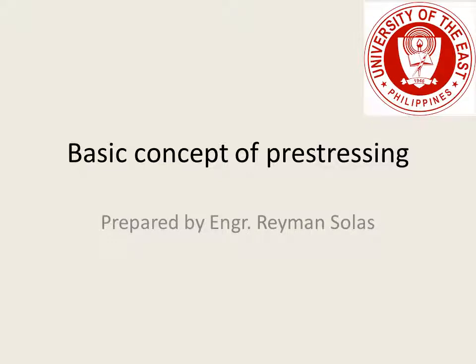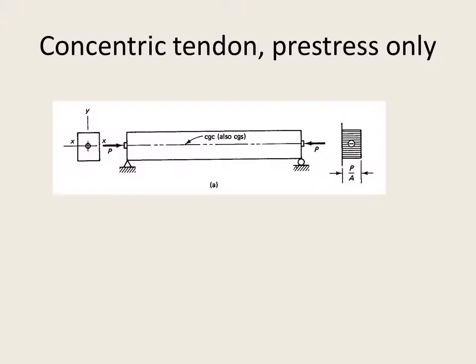Okay, so let's continue the discussion of the basic concept of pre-stressing. So we have a concentric tendon, pre-stress only. Here you can see the cross section. The circle here is the tendon, which is placed concentric.